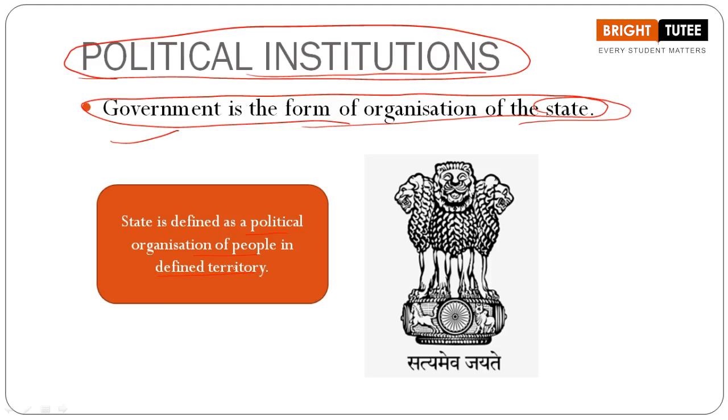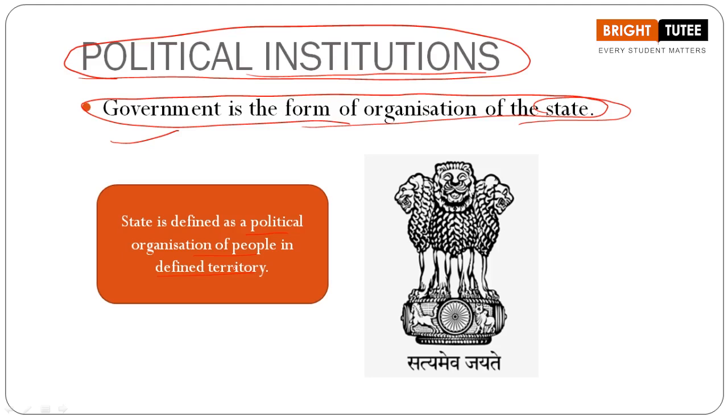Now, when you have a look at the map of India, I would suggest each and every student to have a look at the map of India and look at all the states. You will find a defined boundary for each and every state. Am I correct or not, students? Yes. So you will find these defined boundaries, defined territory. People are living inside this defined territory, right? And we call that particular area a state.